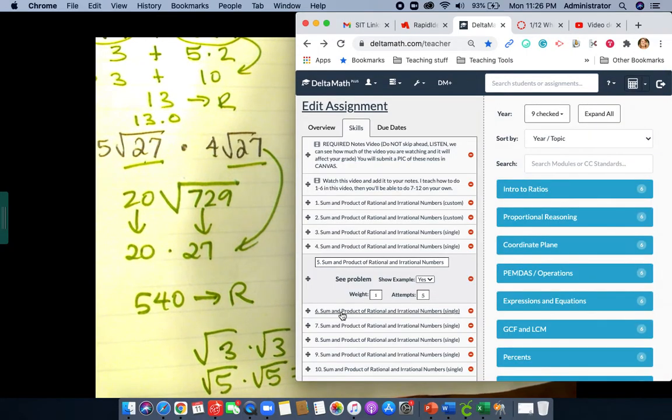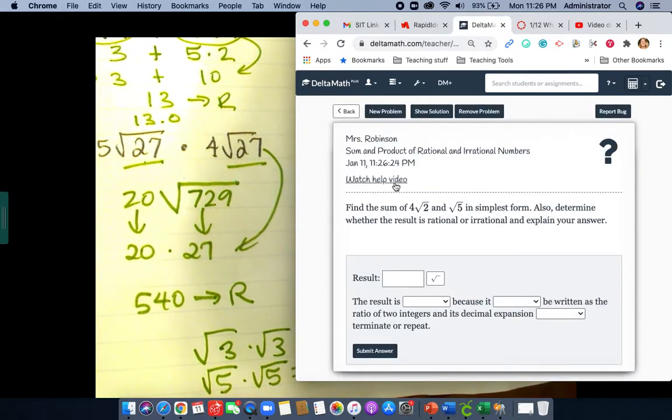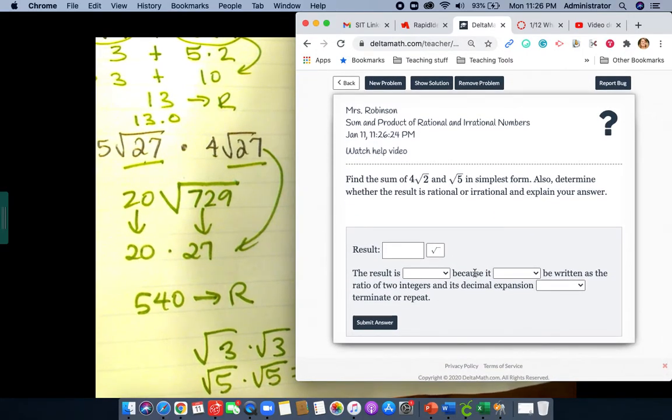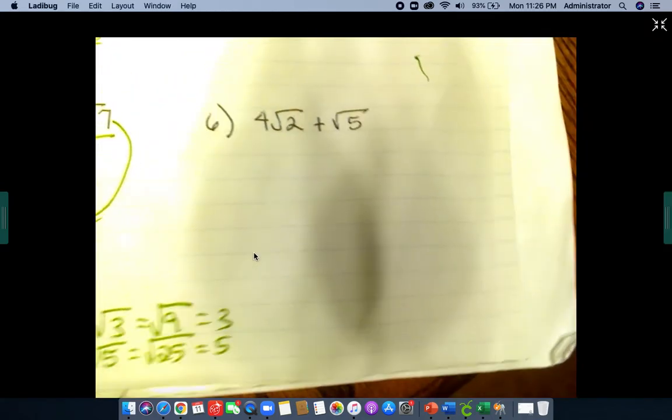If at any point you're feeling a little stuck on these guys, just want to remind you that you can hit watch help video. You'll have show examples up here when you're in your student view. And you can click on show examples to have it work out some stuff for you. Or you can look at how some of them are worked out to help you as well. And almost done. Last one. I'm going to be done with this video.